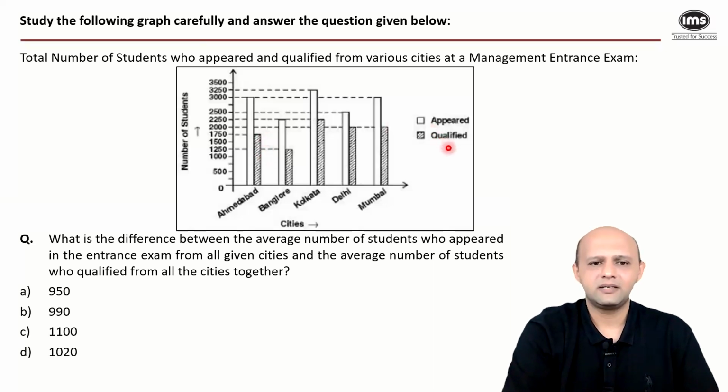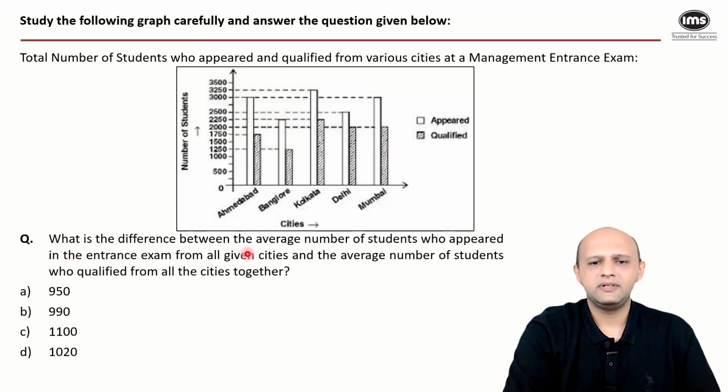Okay, so just to give you an example, from Ahmedabad, the number of students who have appeared is 3,000. The number of students who have qualified is 1,750. Too many lines have been drawn to give you exact numbers, so just be careful when you're reading them. Okay, so what's the very first question related to this?